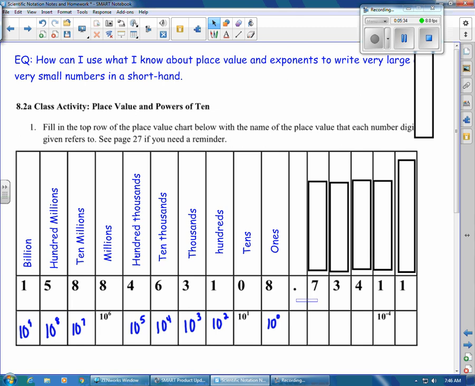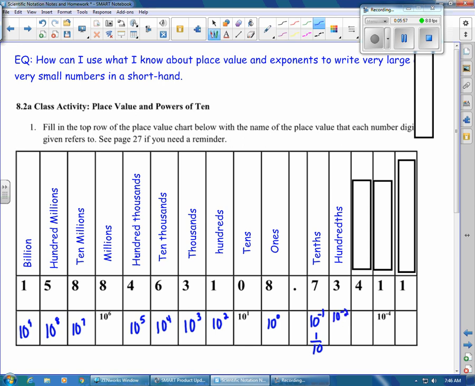Going to the right of the decimal, it's getting smaller. This is the 10th place. So that would be 10 to the negative 1 power, or 1 over 10 to the positive 1 power. Hopefully you're remembering that. 100th place, again, 10 to the negative 2 power, or 1 over 10 to the 2. The thousandths would be 10 to the negative 3 power, or 1 over 10 to the positive 3 power.